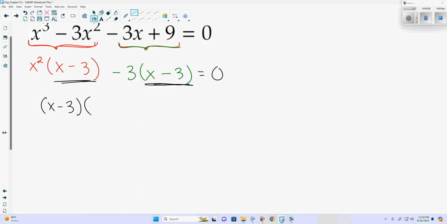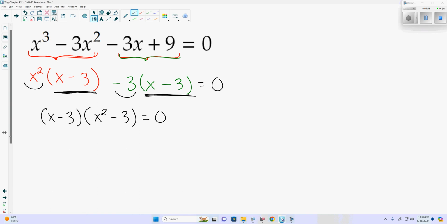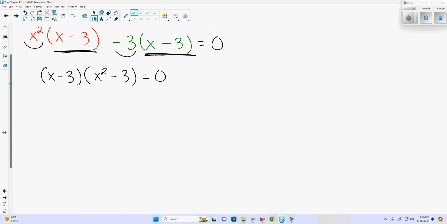So we group them up, factor something out of both, so that we have something in common with both, and we factor it out. Because if I factor this x minus 3 out of this first term, all I'm left with is x squared. And if I factor the x minus 3 out of the second term, all I'm left with is the minus 3. So factoring this twice took us from x cubed minus 3x squared minus 3x plus 9 to x minus 3 times x squared minus 3. Questions on those here?